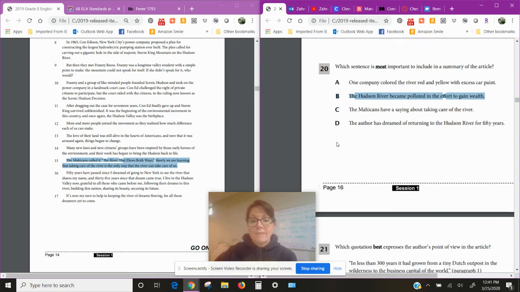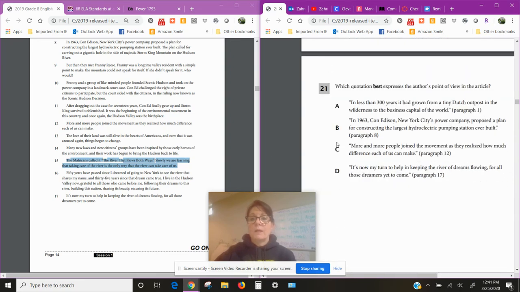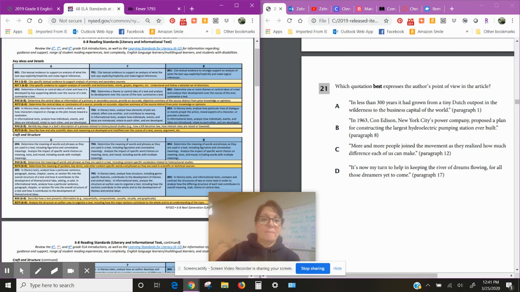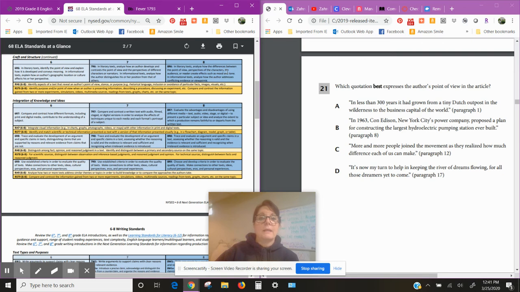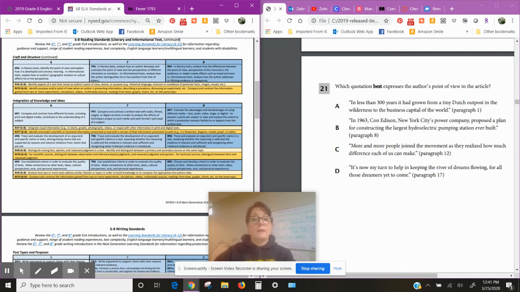All right, let's look at number 21. 21 is standard 8.6. And it is, in literary text, analyze how the differences between the point of view, perspectives of the characters, the audience, or the reader create effects such as mood and tone. In informational text, which is what we read, analyze how the author addresses conflicting evidence or viewpoints.